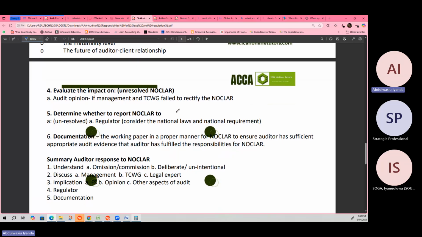So then as well, you document. These are the auditor's responsibilities from the article. So the first thing, in summary, you need to understand, you discuss, you look for the implication, you check whether there's a need for you to report, and then as well you document.